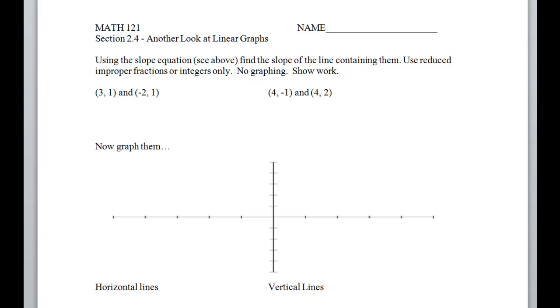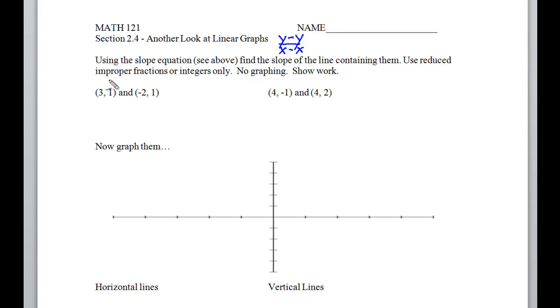This is Mr. Anderson from Kellogg Community College for Math 121, and we're going to do Chapter 2, Section 4, another look at linear graphs. We're going to start out by using the slope equation, and the slope equation, as a reminder, is y minus y over x minus x to find the slope of the line containing them. Use reduced improper fractions or integers only, no graphing or show work.